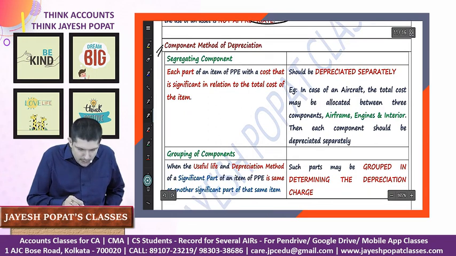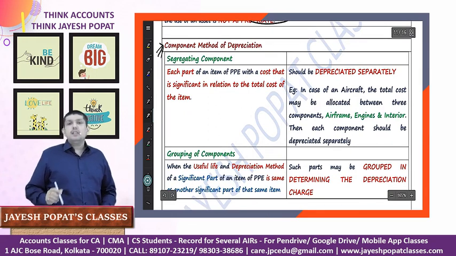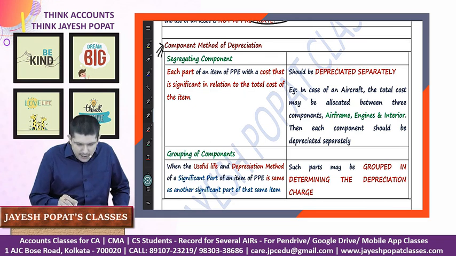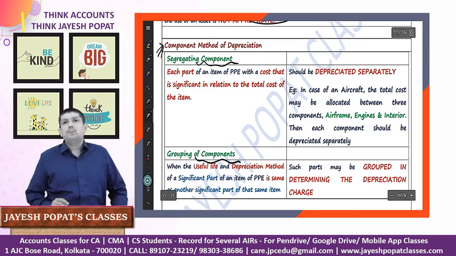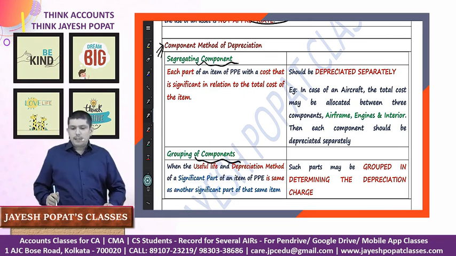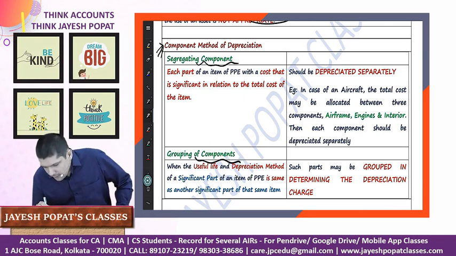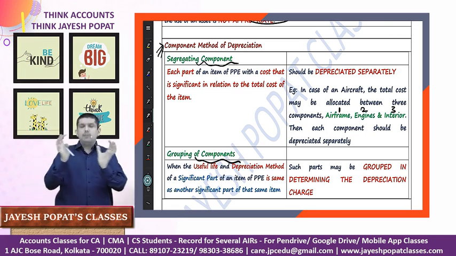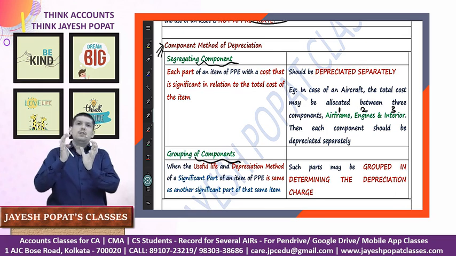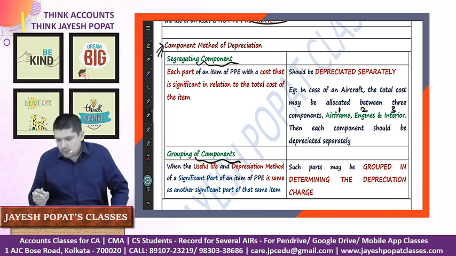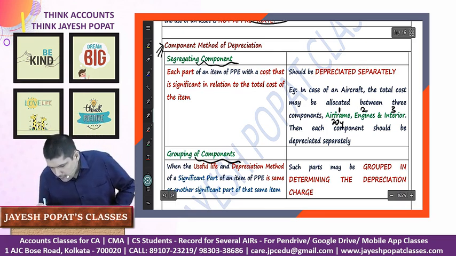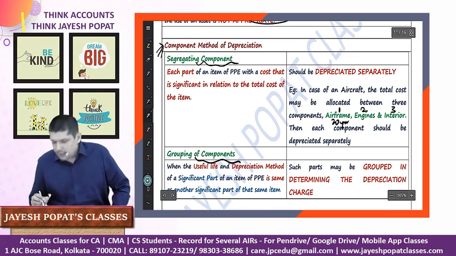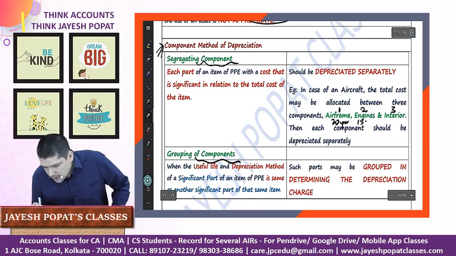Now, a very important segment, the component method of depreciation. Here we'll talk about two things: one, segregating the components, another, grouping the components. I had taken an example that an aeroplane will have three important components: airframe, engine, and the interiors, right? This cumulatively would form a significant portion of the cost of the airplane. The useful life of the airframe, the external body, will be, let's say, 20 years, the engine is, let's say, 15 years, and the interiors is 5 years, right?